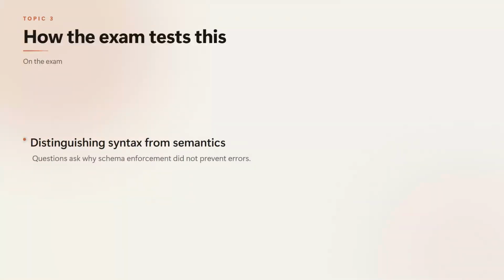The exam tests this by asking why schema enforcement did not prevent your semantic errors. The distractor is thinking that strict validation solves everything. You will see scenarios where a pipeline produces valid JSON with incorrect totals, and you must identify that the schema only checked format, not meaning. Another common trap is marking all fields required to avoid nulls. The exam will present a case where that leads to fabricated data, and you must recognize it as worse than a missing value.